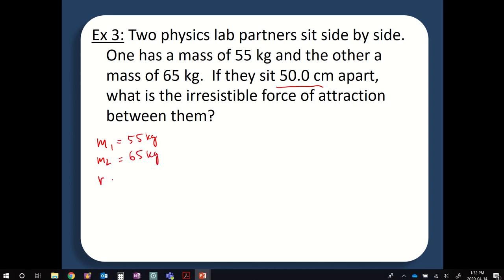My distance is 50 centimeters, or 0.5 meters. So remember, we had to use meters here. And what else you can write here? Capital G, in case you forget, is 6.67 times 10 to negative 11 newtons meters squared over kilograms squared. Now notice the meters squared and kilograms squared will cancel away once you have your mass times mass divided by r squared. So that's why you're left with force, which is just newtons.